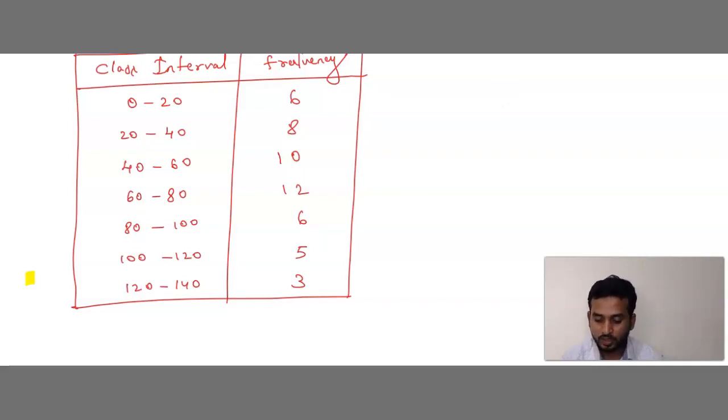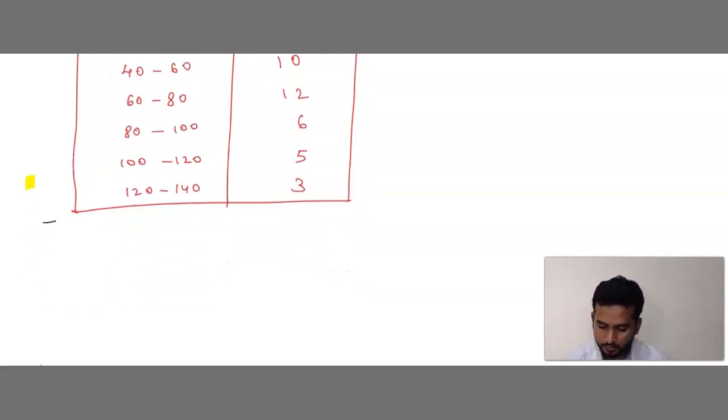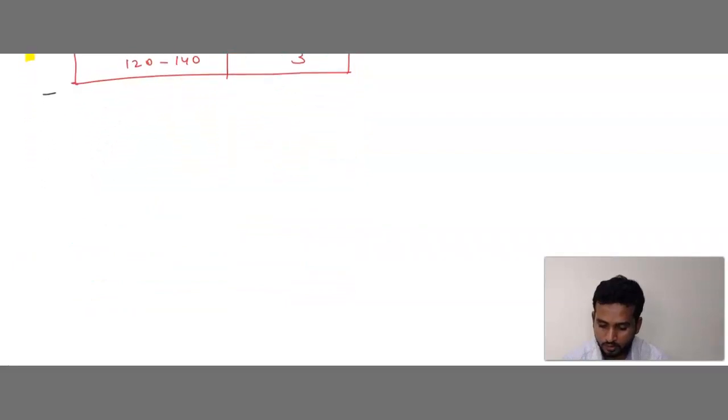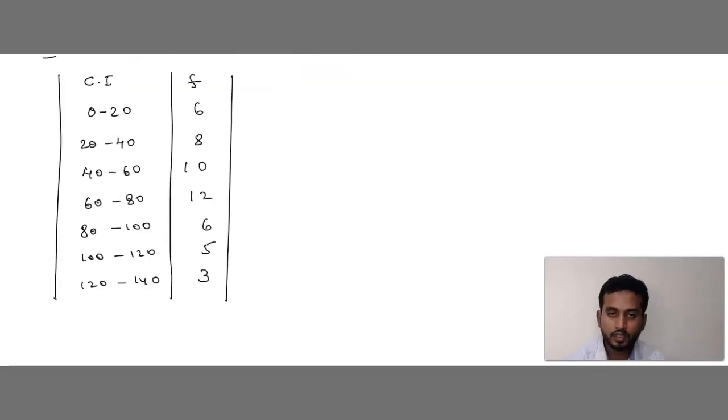Better you write once again the class interval and frequency in this problem, especially in this problem. I'll tell you why. Once again, shall we write class interval and frequency? Yes, we have written class interval and frequency: 0 to 20, 20 to 40, 40 to 60, 60 to 80, 80 to 100, 100 to 120, 120 to 140, and the frequencies are 6, 8, 10, 12, 6, 5, 3.